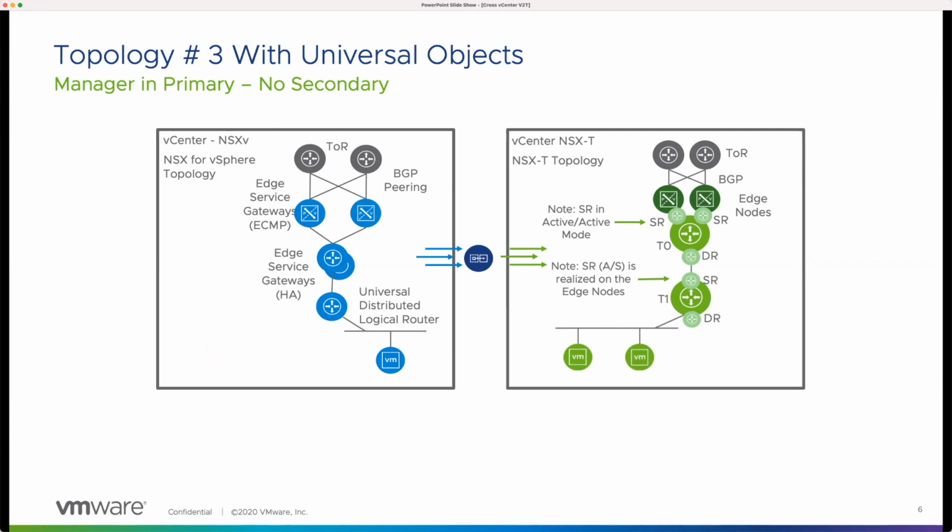So we have the edges that will get migrated here. We have 2 edges in ECMP, and they'll get migrated over to an active T0. We have the edge services gateway in an HA, and that will get migrated over to the T1 SR. And then we have the universal distributed logical router, which will just become the DR portion of the T1 gateway. So after those edges are migrated, we'll migrate the hosts from NSXV to NSXT. And then that's when you'll see here the gateways and the workloads are moved over to this T1 DR.